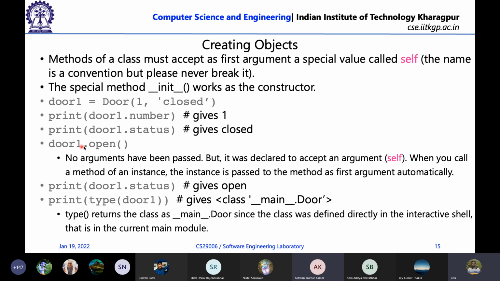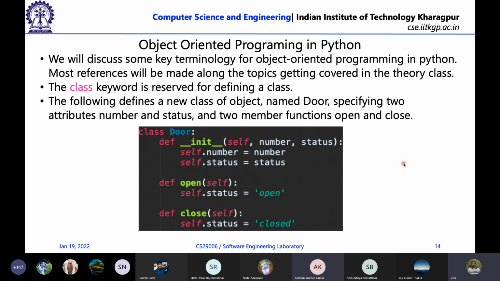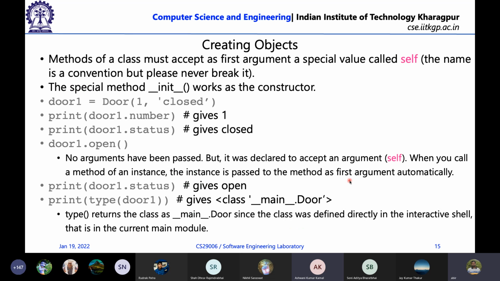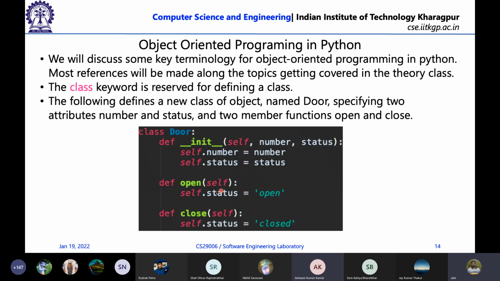Now, if you run door1.open, no arguments have been passed, but it was declared to accept an argument, self. If you go to the definition of open, you see that there is one argument that is required, self. But when you call a method of an instance, the instance is passed to the method as the first argument automatically. This is the role of the keyword self. It is a little weird, but just get used to it. Now print door1.status, it gives open. Why? Because when you execute that method, self.status changes to open.